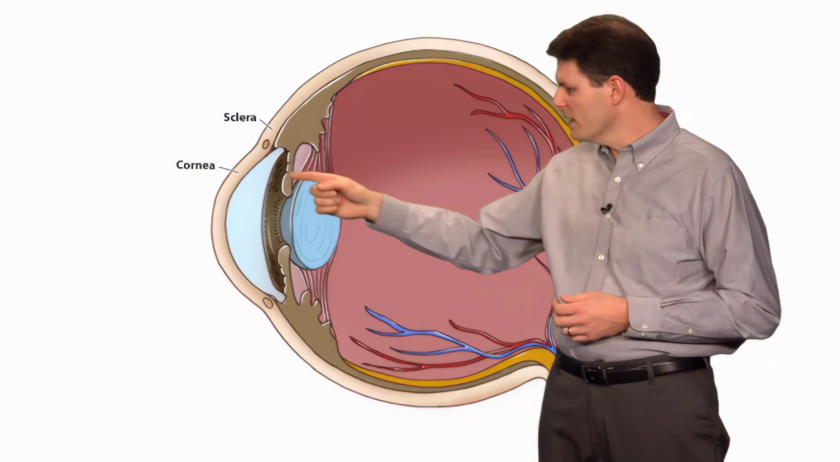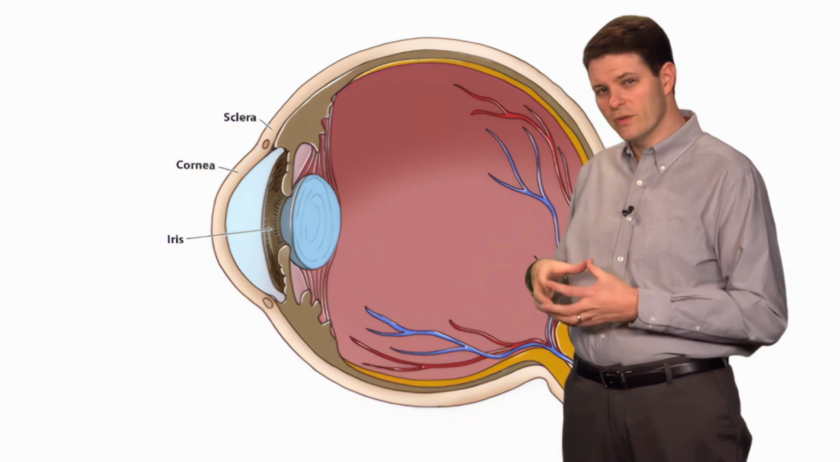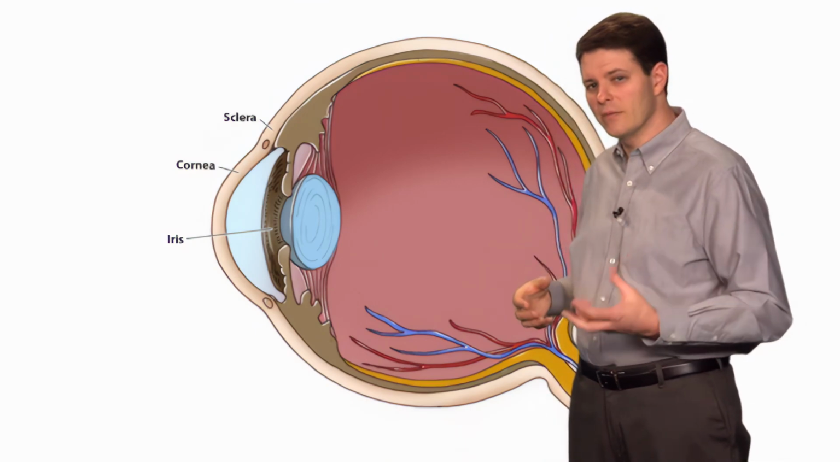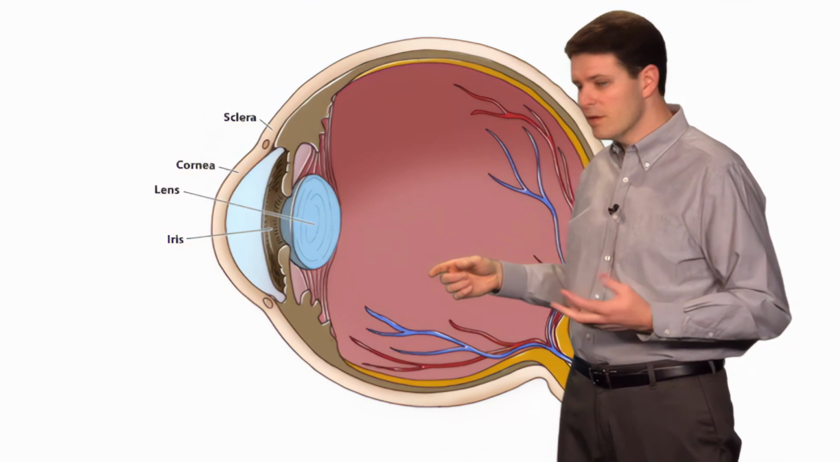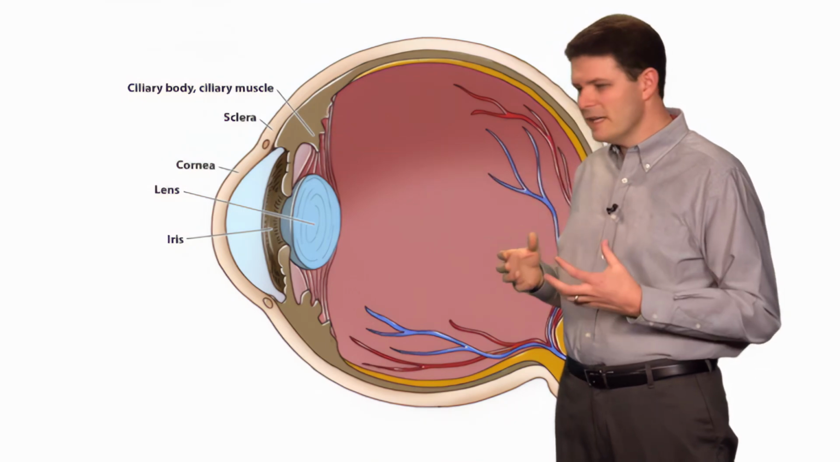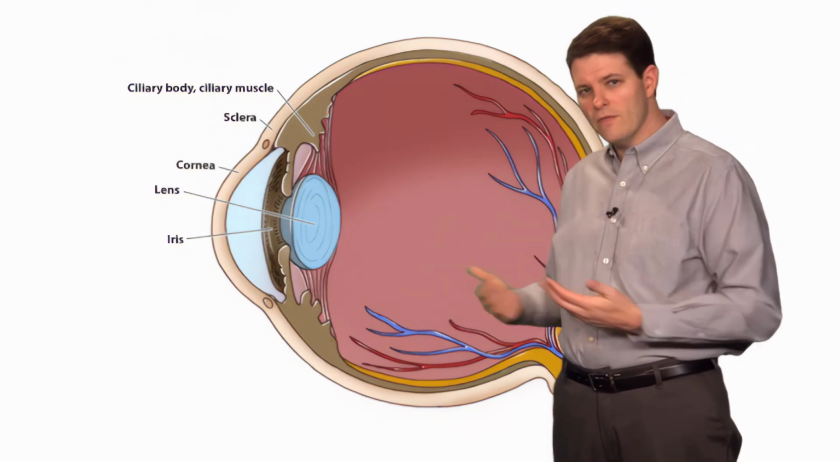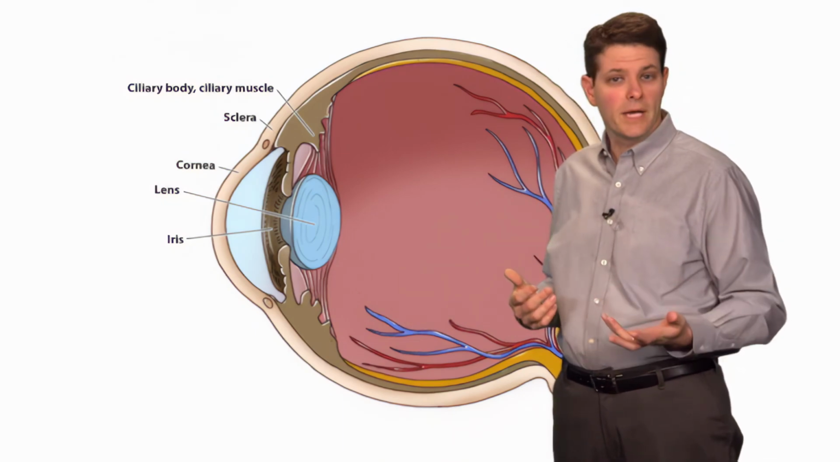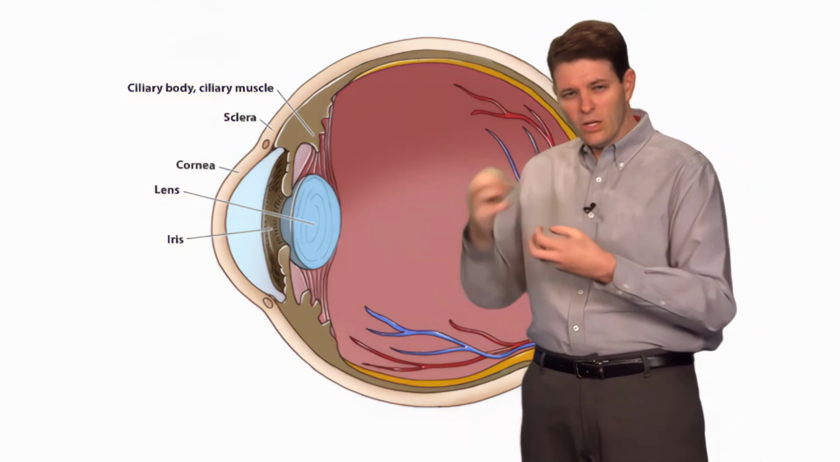Now, the colored part of the eye is the iris, and the iris has muscles that can dilate or constrict the pupil to regulate how much light comes in. And behind the iris, you have the lens, which can also change shape because it's attached to the ciliary muscles in the ciliary bodies. So the lens changes shape in order to focus your vision near or far. And what do we call that focusing process? Accommodation.